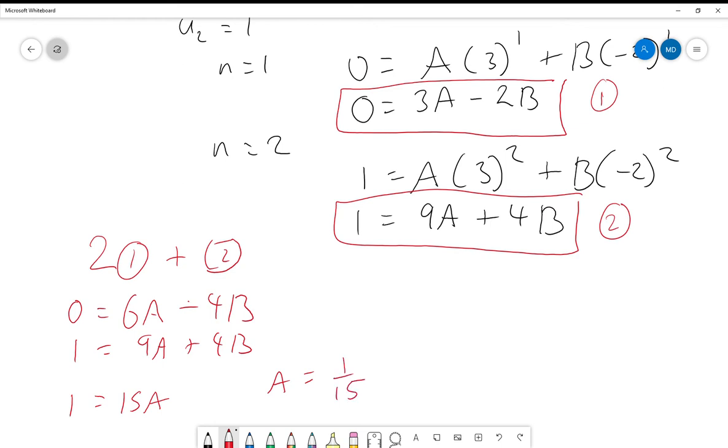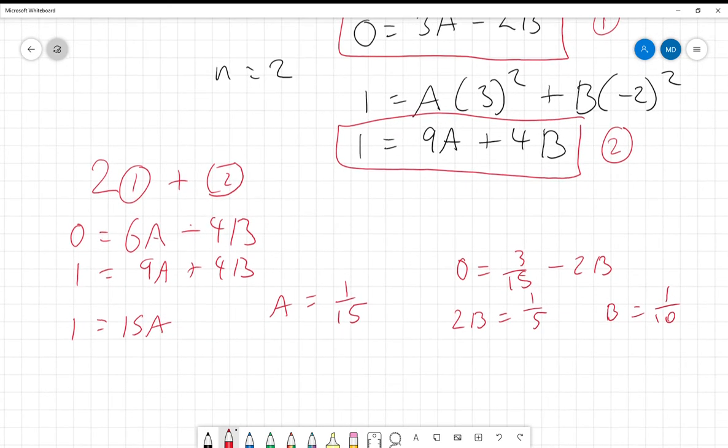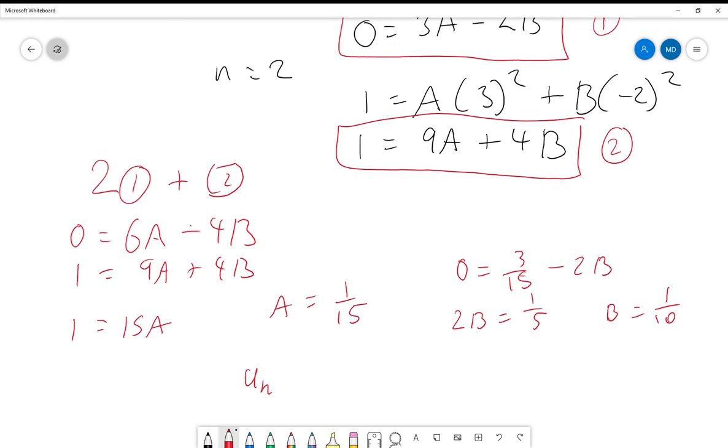Plugging that back into equation 1, we get 0 is equal to 3 over 15 minus 2b, or 2b is equal to 1/5, and that tells us that b is equal to 1/10. And so our recurrence relation, our final solution to this, is un is equal to 1/15 times 3 to the n plus 1/10 times negative 2 to the n. And there's a little bit of simplification you could do at that point, but I'm going to leave it there. Okay, so that's our first example.